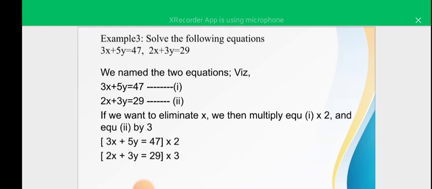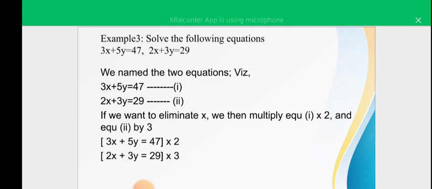To eliminate x, we have to make sure that the coefficient of x in the two equations becomes the same. How do we do this? We can do that by multiplying the whole of equation 1 by the coefficient of x in equation 2, which is 2, and the coefficient of x in equation 1 is 3. So we multiply the whole equation 1 by 2 and the whole equation 2 by 3, as we did here.